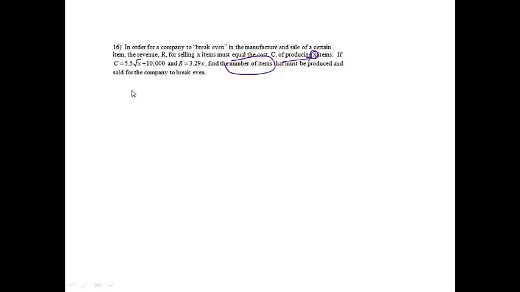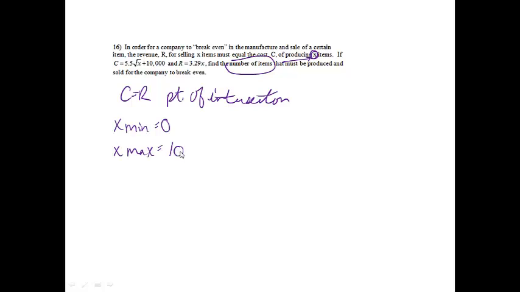All right, so we basically would like to set the two equations equal to each other. So we're going to be looking for the point of intersection. So I would suggest graphing this on your calculator. I do remember from this before, we let our X min be 0. We let our X max be 10,000. We let our Y min be 0. And we let our Y max be 15,000. That gave us a pretty good window. And then when we do that, we're going to get something that looks like this.